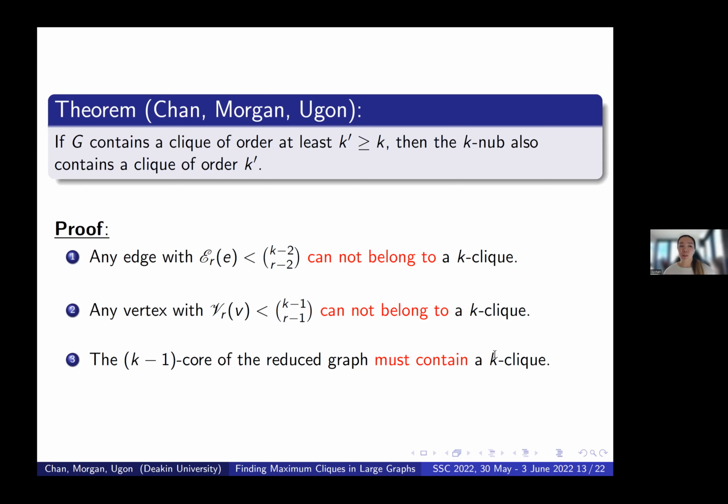Notice that in this reduction, we don't actually change the structure of the graph at all. We only remove edges and vertices; we don't add anything to the graph. So it wouldn't remove the maximum clique in the graph. So the K-1 core must also contain the K-clique of the graph.